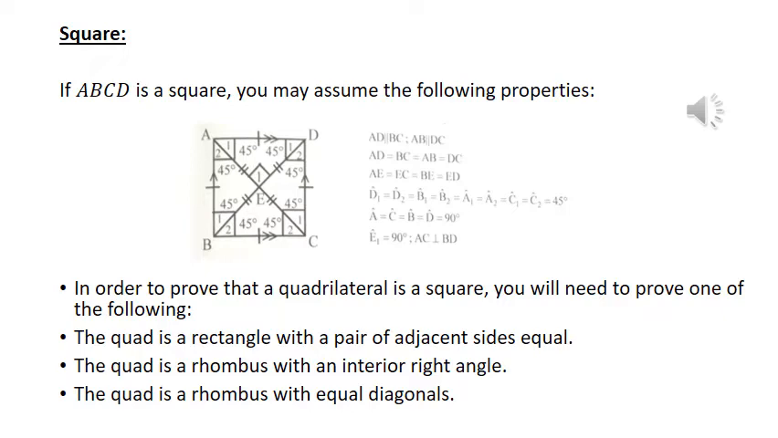Now, if they give you a quadrilateral and they ask you to prove it is a square, firstly, you need to prove it is a parallelogram using one of those 5 methods. Once you have done that, then you can prove one of the following 3: either that the quadrilateral is a rectangle with a pair of adjacent equal sides, or that the quadrilateral is a rhombus with a corner angle which is 90 degrees, or that the quadrilateral is a rhombus where the diagonals are equal. So you would prove it is a parallelogram, and then you would choose one of those three reasons. Once you have done that, you can then say that your quadrilateral is a square.